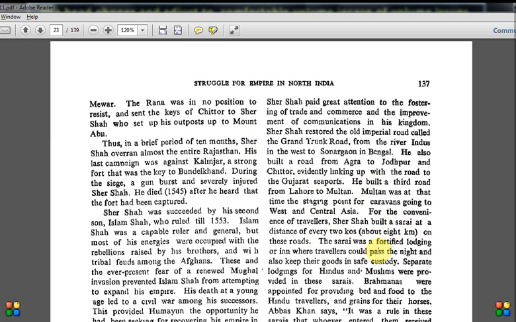The sarai was a fortified lodging or inn where travelers could pass the night and also keep their goods in safe custody. So it's like a resting place for all the travelers, because that location was like that. The Multan location was like a joining point for people who traveled in the West and Central Asian regions. Okay, so the sarai is a concept under Sher Shah.